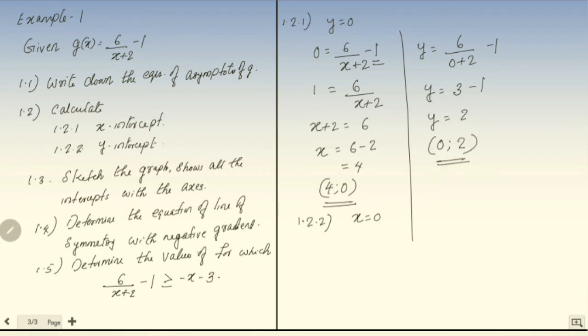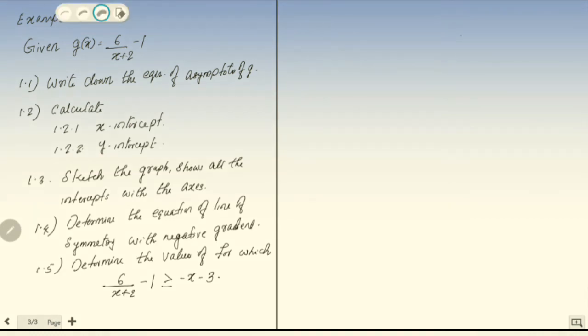So it's also a very easy question. Normally this carries 2 to 3 marks. Easily you can get it. Is it clear? Okay, now we can move to the next question, 1.3. So now we are going to sketch the graph and show all the intercepts with the axes. For sketching the graph we need the x-intercept, y-intercept and equations of asymptotes.